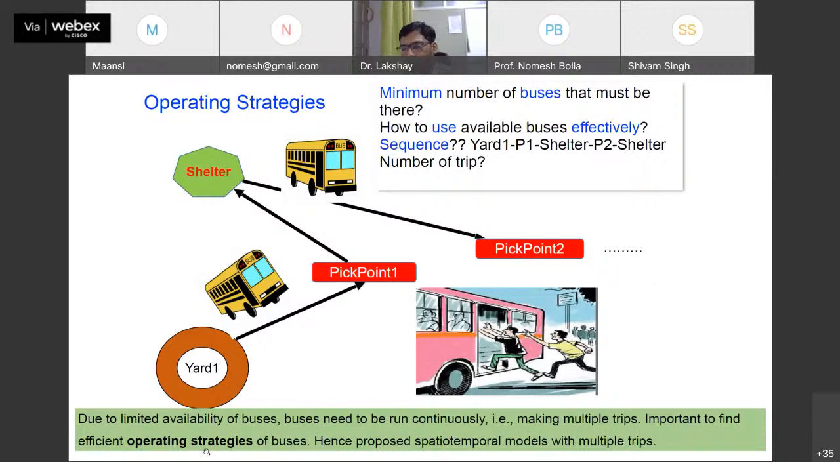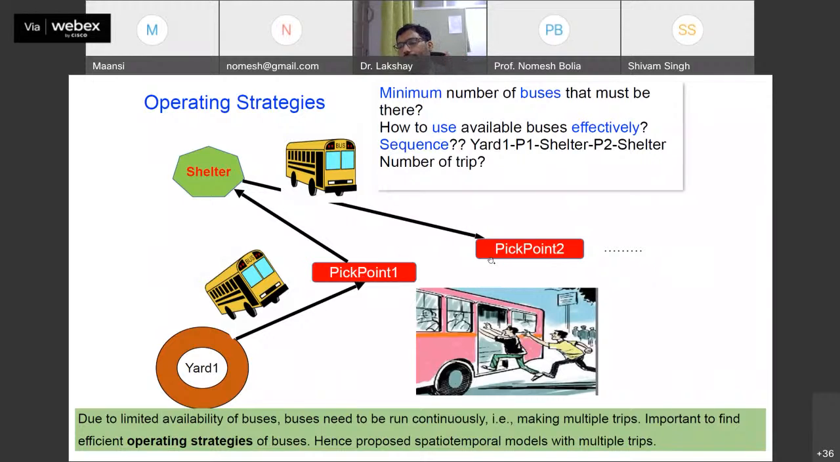So now the title should be clear to you. We are finding the operating strategies of buses for regional evacuation or mass evacuations. Hence, spatial-temporal models with multiple trips are formulated. As I started my session with, you need to find out the minimum number of buses that is required to completely evacuate all those people with the minimum resources.